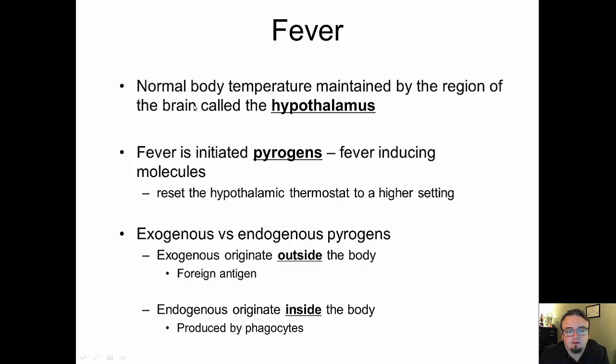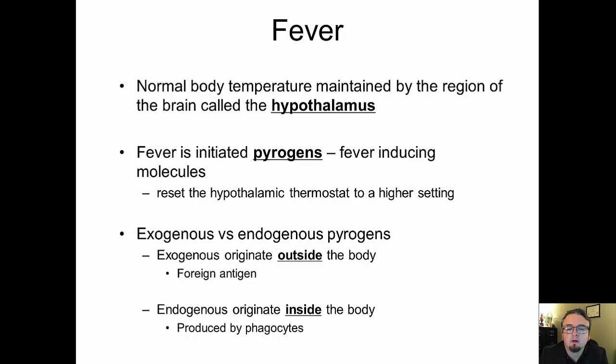Okay, so that's a quick summary of acute inflammation there. Next, I'm going to talk about fever just shortly here. Fever, as we know, is an increase in body temperature. We've all probably experienced this at some point. Fever, though, is actually something that is controlled by a part of the brain called the hypothalamus. The hypothalamus does many things, so it's not just what controls fever.